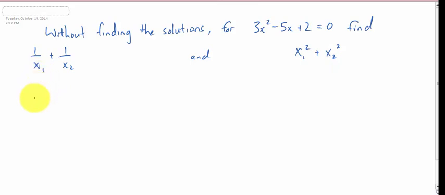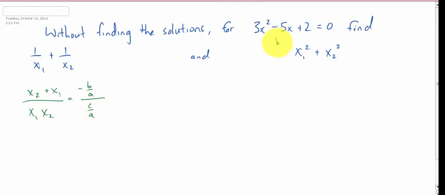So, well, what if we had... I'm looking for the sum x1 plus x2 or the product x1 times x2. Let's get a common denominator. So this would be (x2 plus x1) over (x1 times x2). Okay, so that theorem that we just saw says that the numerator is now opposite b over a. The denominator is c over a. Okay, that's kind of cool.